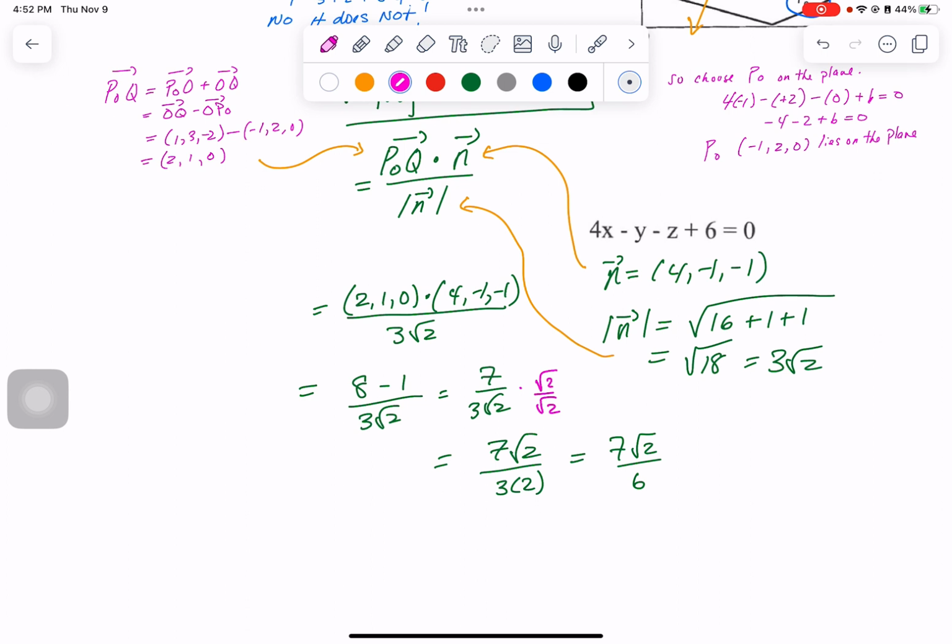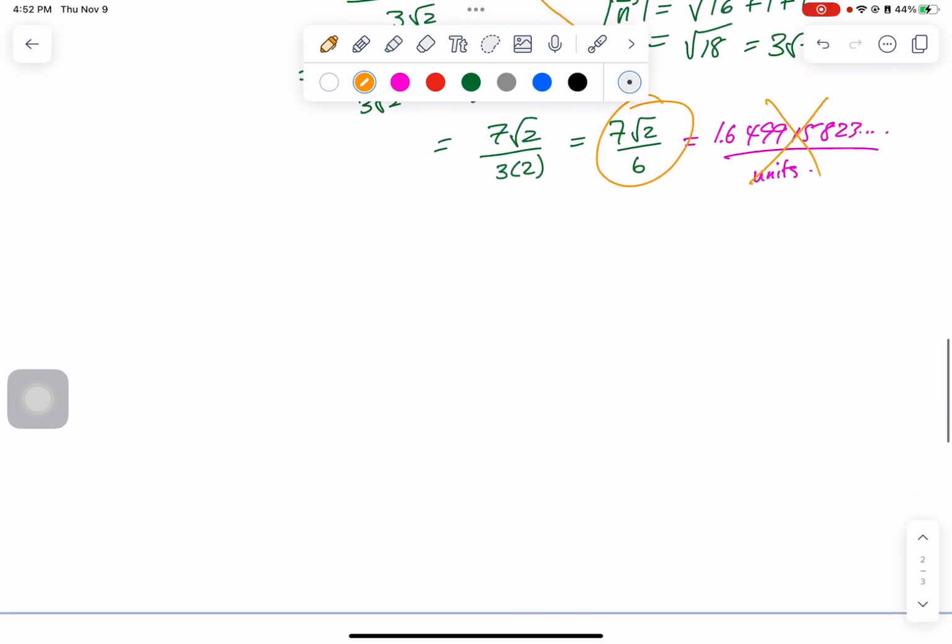So let's see what we got. 1.6, and that's where my calculator sort of loses it. So units, whatever those units might be. And again, I have to be honest with you, this is ugly. Moving on.